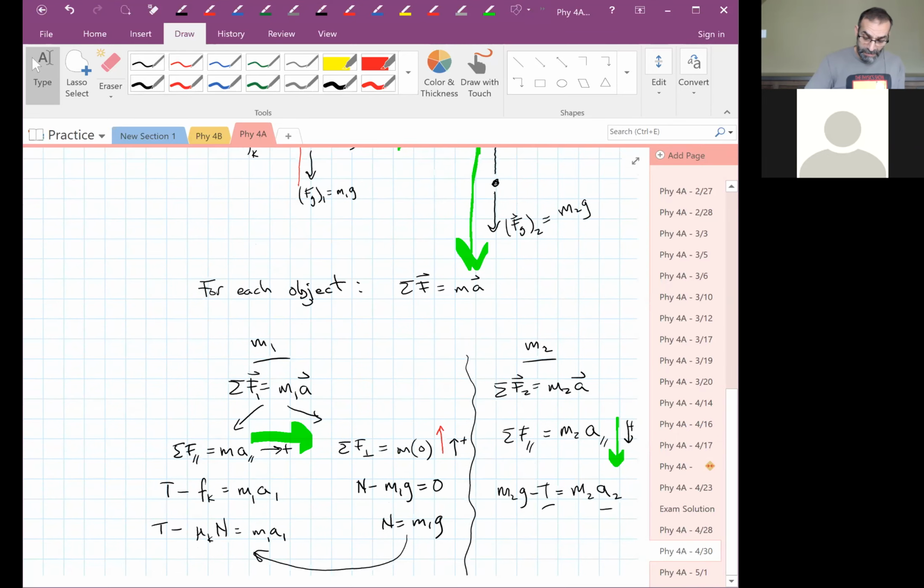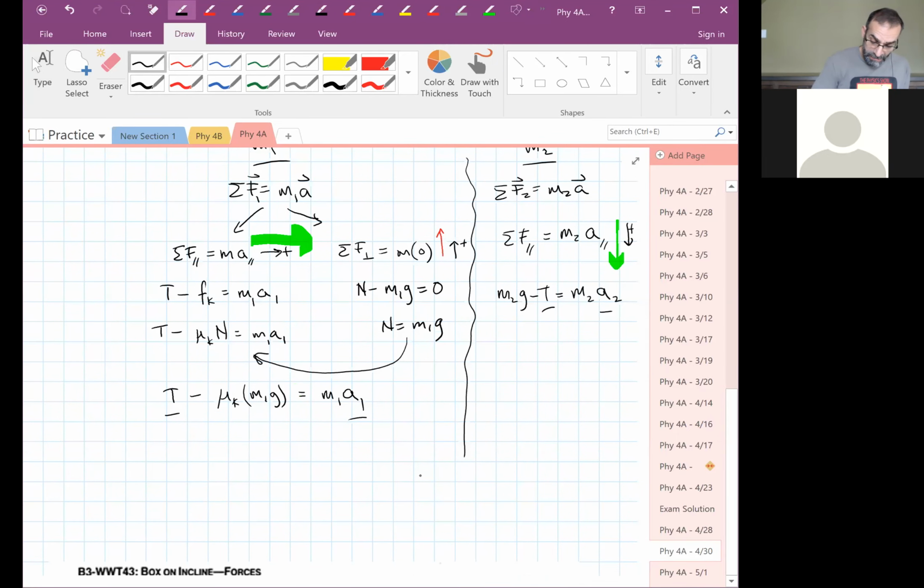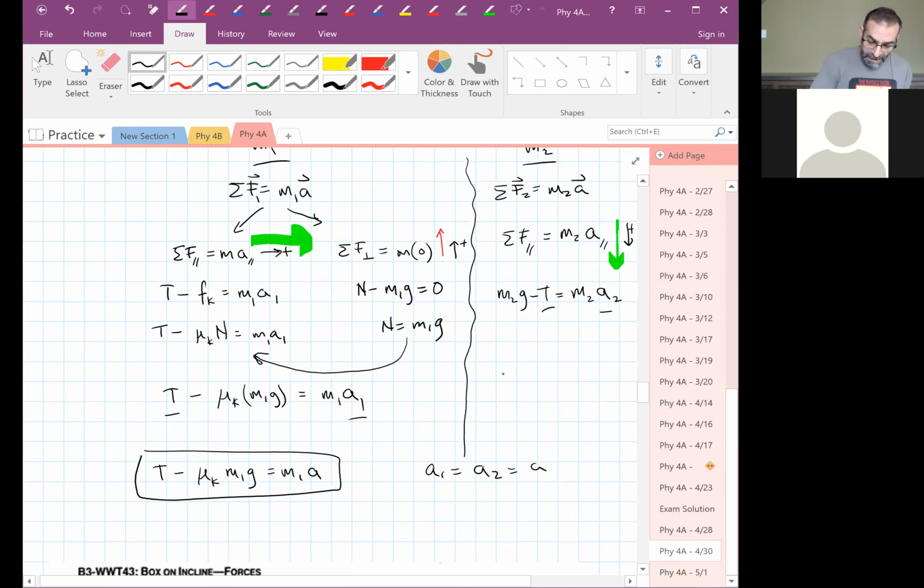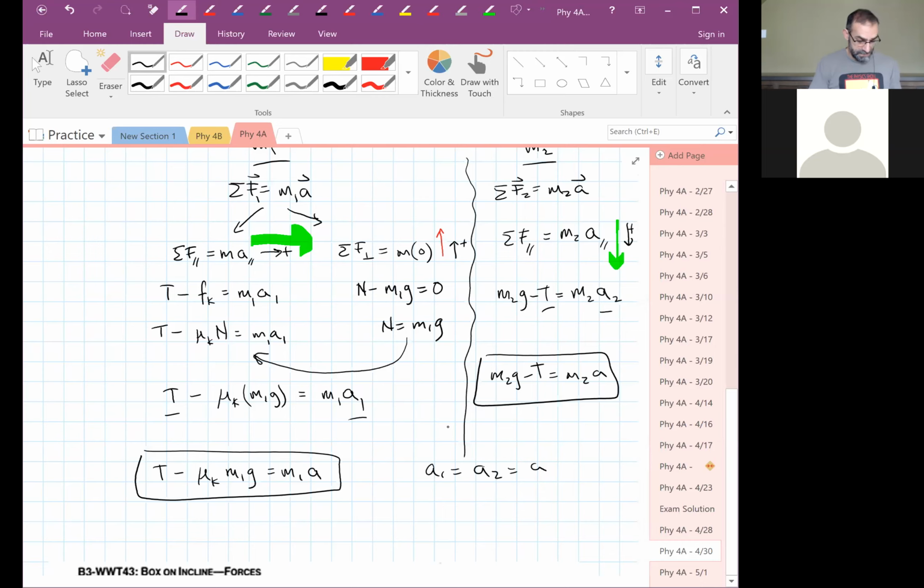So we're ready to plug in some numbers now, right? So now we know, what did we just say? We just said that A1 equals A2. The magnitudes are the same. And because I was very careful with the directions, the signs are the same. So I'm just going to call them A. So I have tension minus mu M1 g equals M1 A. That's one equation with two unknowns. And I have M2 g minus the tension is M2 A. That's one equation with two unknowns. And so I can solve those, right? Two equations, two unknowns. I'm good. I can solve those now.